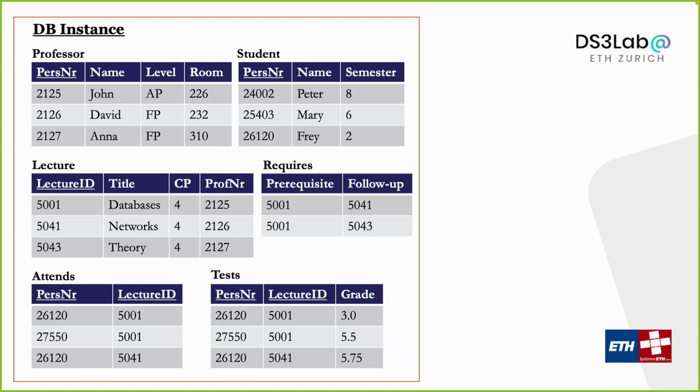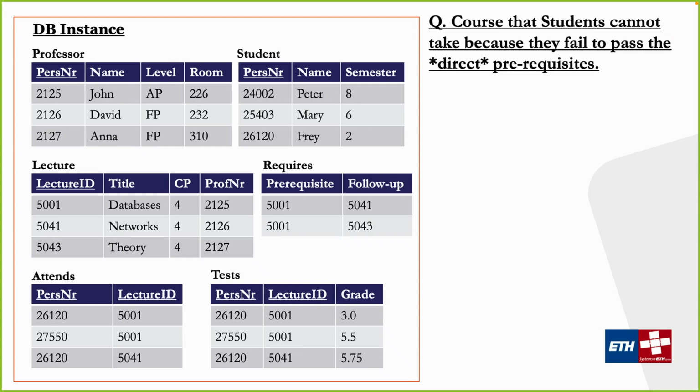Just look at this one example, right? So this is the database we have been looking at from last week. Assuming you want to write a query that looks like this. That is, I want to have all the courses that students cannot take because they failed the direct prerequisite. Okay? Assuming this is the query that we want to write.